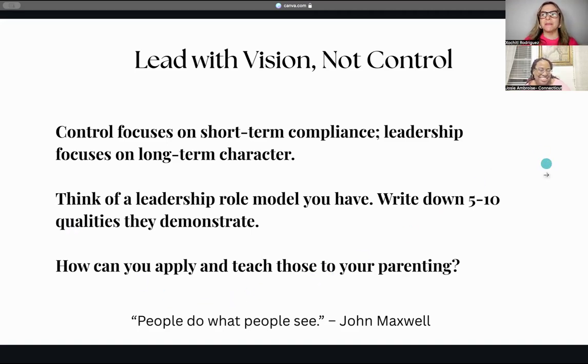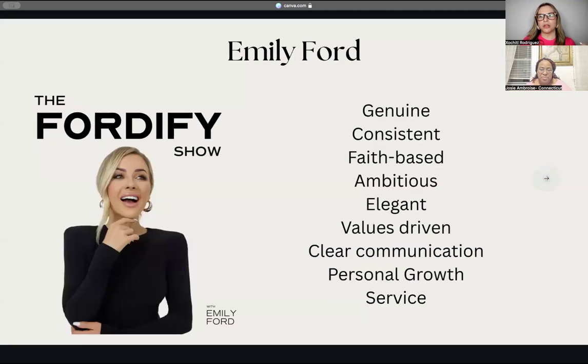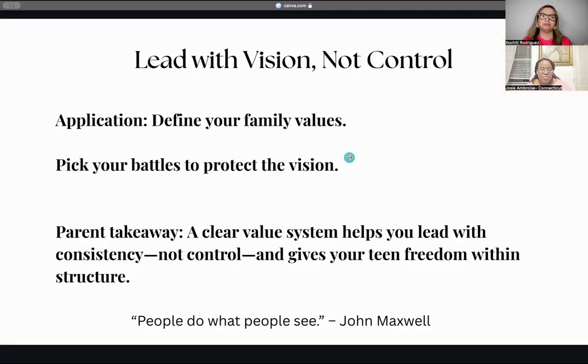So it's, what battles are you willing to fight with them? Okay. Again, define your family values. This is key. Key. So you can pick the battles so you can protect the vision. There's a lot of exercises online. I know I have one, I'm going to upload it onto my website, but you can find a lot of exercises online that talk about identifying your values.